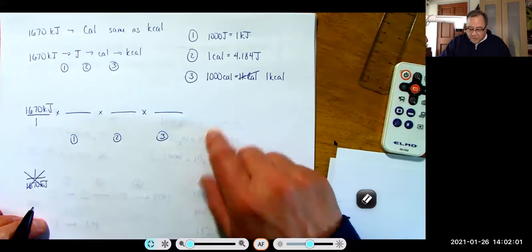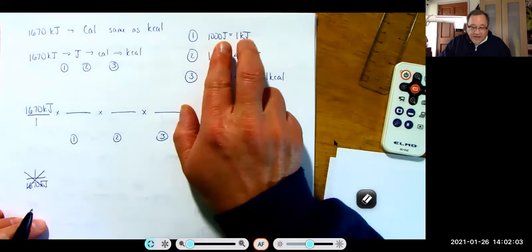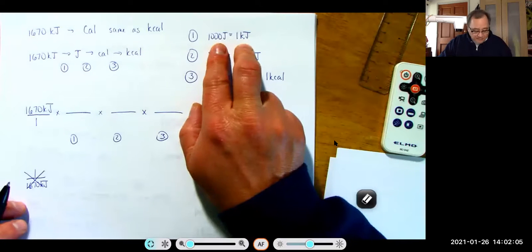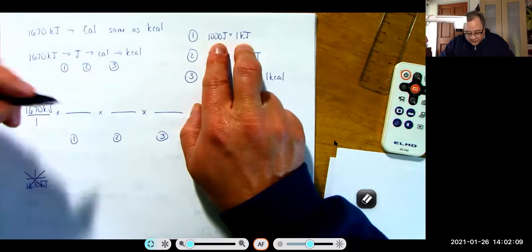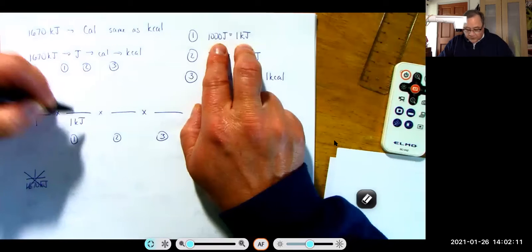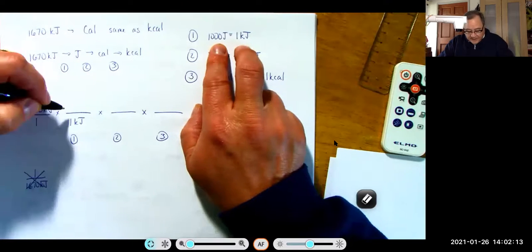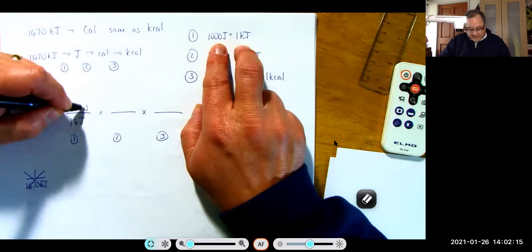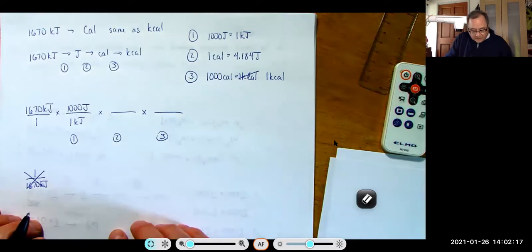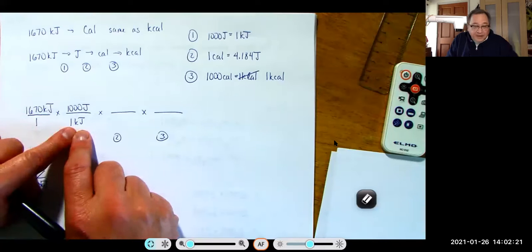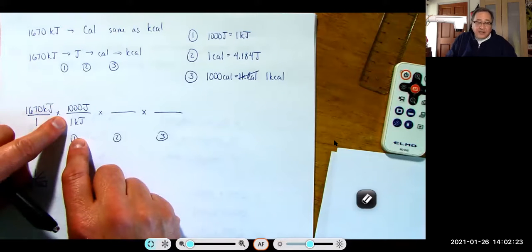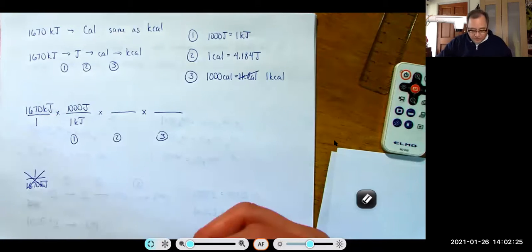So if I look at number 1, I want to put one of these sides on the bottom and the other on the top. And since I want to get rid of kilojoules, I'm going to put the 1 kilojoule on the bottom so that kilojoules cancel. And I'm going to put 1,000 joules on top like that. Now I'm multiplying this value by 1 because this top value is equal to the bottom value. And therefore that ratio is 1.